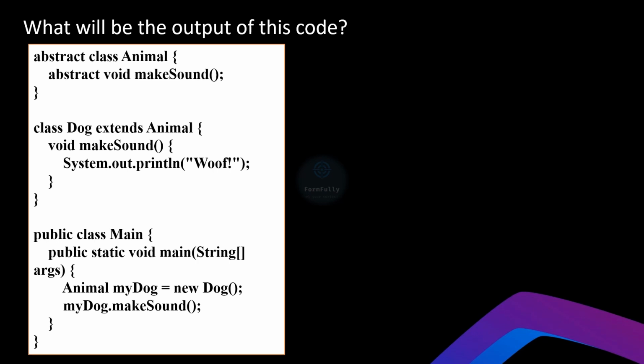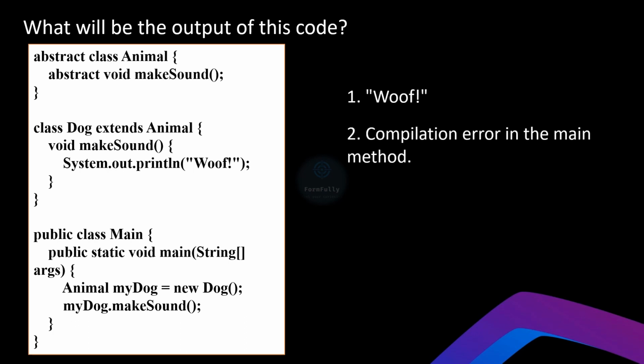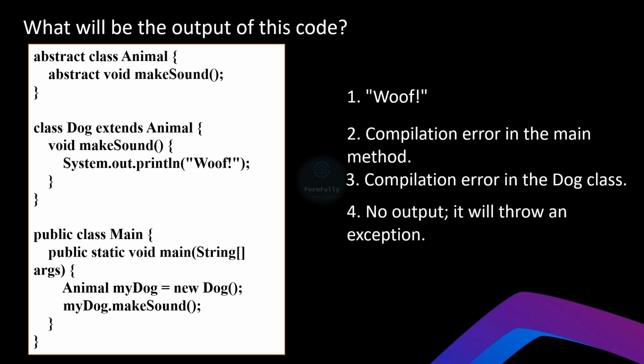Moving to the next snippet question. What will be the output of this code? So here are the options: woof, compilation error in the main method, compilation error in the Dog class, no output, it will throw an exception. I suggest you first pause the video and think about the correct option. I hope you are ready with your answer.